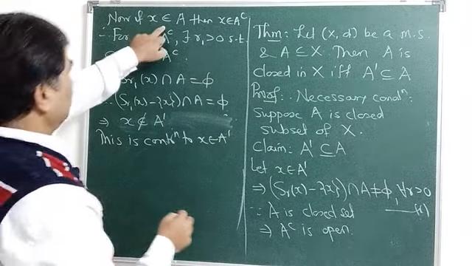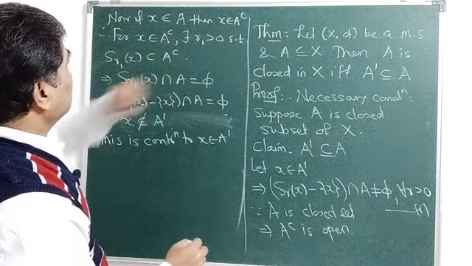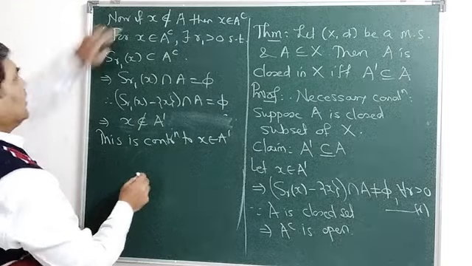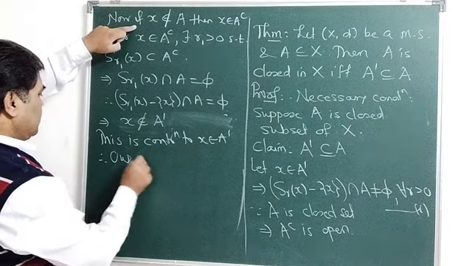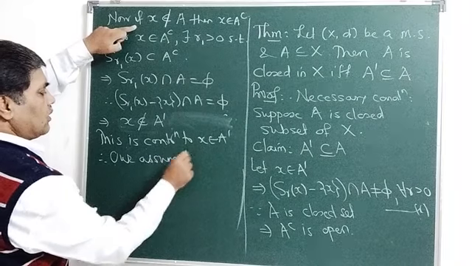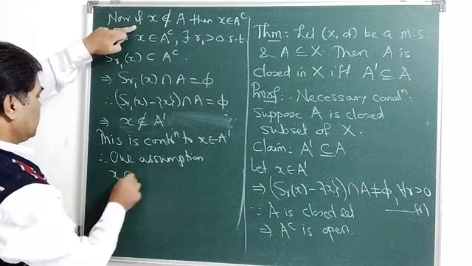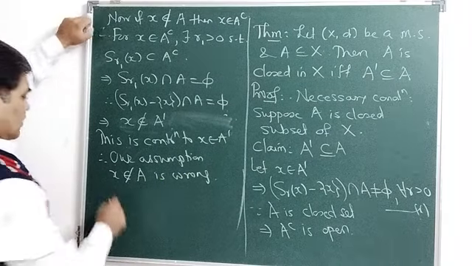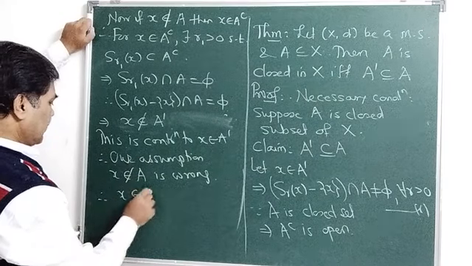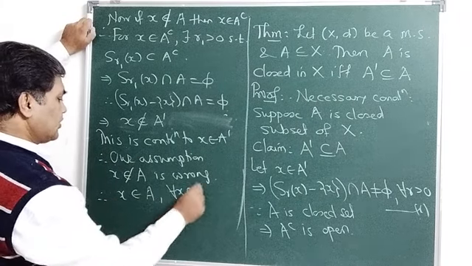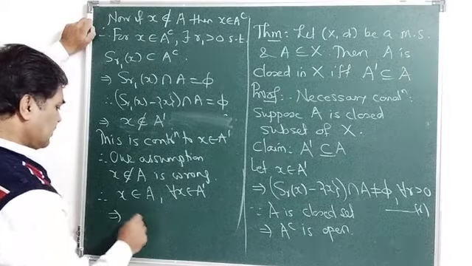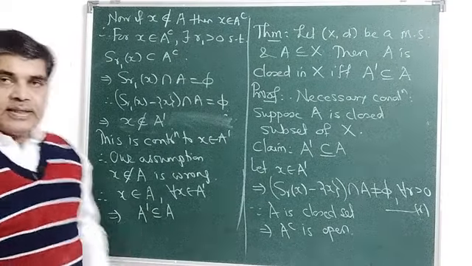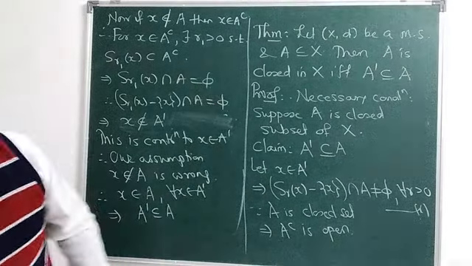Therefore, our assumption that x doesn't belong to A is wrong. Therefore, x belongs to A for every x belonging to A dash. This implies A dash is contained in A.